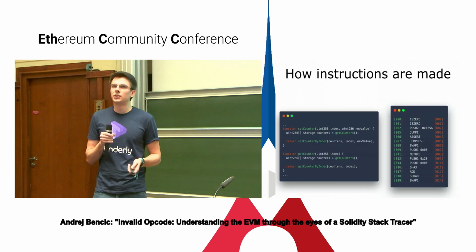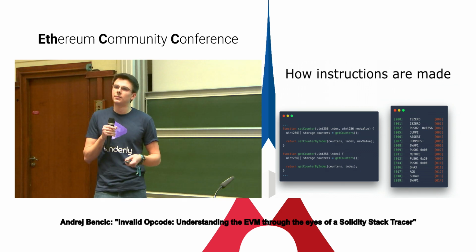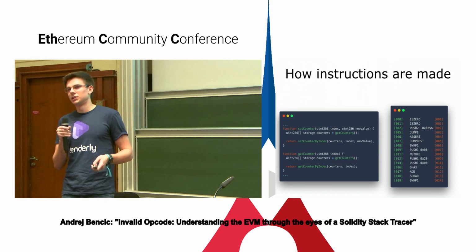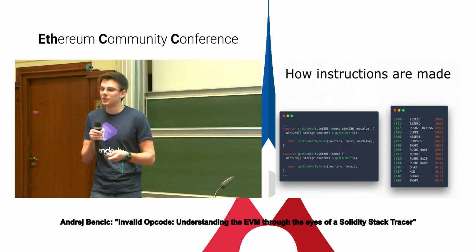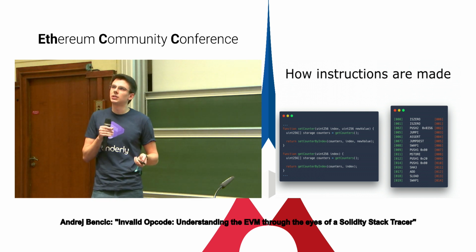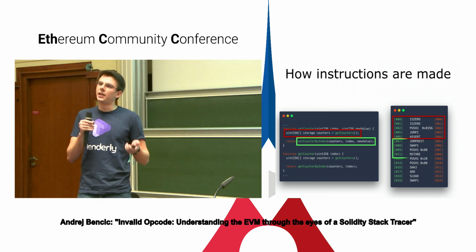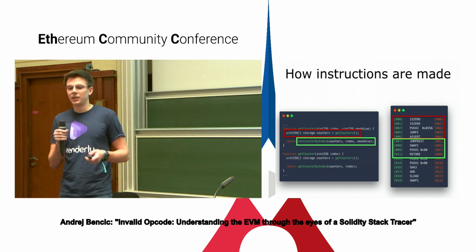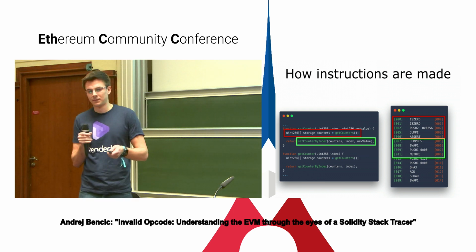Well, it turns out that when Solidity generates EVM instructions from source code, it doesn't really care about the positions in bytecode for each instruction. It just cares about which instruction was generated by which line in Solidity. It leaves the bytecode positions to the EVM.